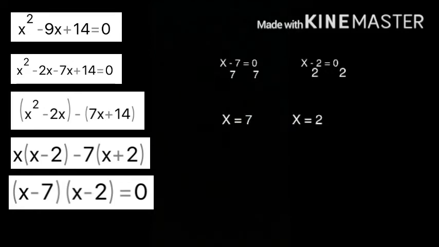Last case is general quadratic trinomial with 1 as not the leading coefficient. The example I will use is 2x squared minus 5x minus 3 equals 0. As you notice, 2 is now our leading coefficient. So what I will do is multiply 2, the leading coefficient, with negative 3. And that equals negative 6.